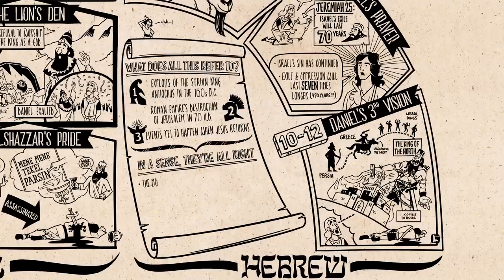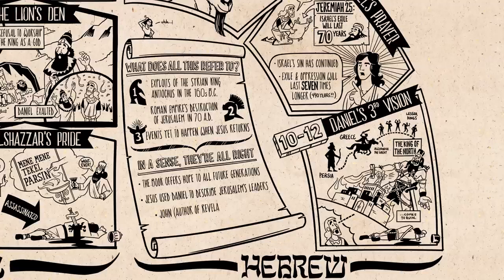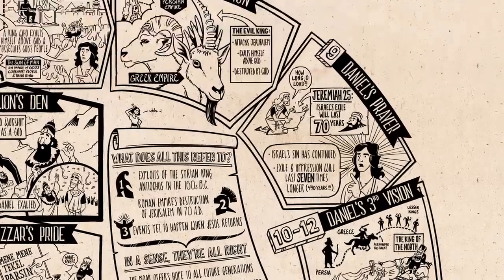The book of Daniel has been designed to offer hope to all future generations of God's people. It did so in the days of Antiochus's empire, and it has ever since. This is why Jesus could use imagery from Daniel to describe and confront the oppressive leaders he confronted in Jerusalem. This is why John, the visionary who wrote the Revelation, could adapt Daniel's visions and apply them to Rome of his day and also all future oppressive empires.